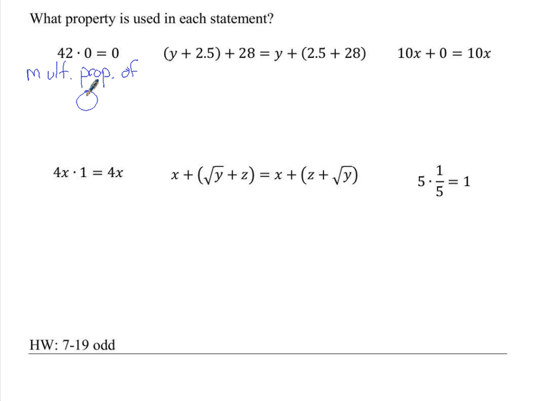All right, next one. We have y plus (2.5 plus 28) equals (y plus 2.5) plus 28, with the parentheses moved. What property is that? That is the associative property. We have the numbers in the exact same location. The only thing that moved was the grouping symbol. Now, if you're going to abbreviate this one, make sure you are appropriate. Associative property. Legal abbreviations only.